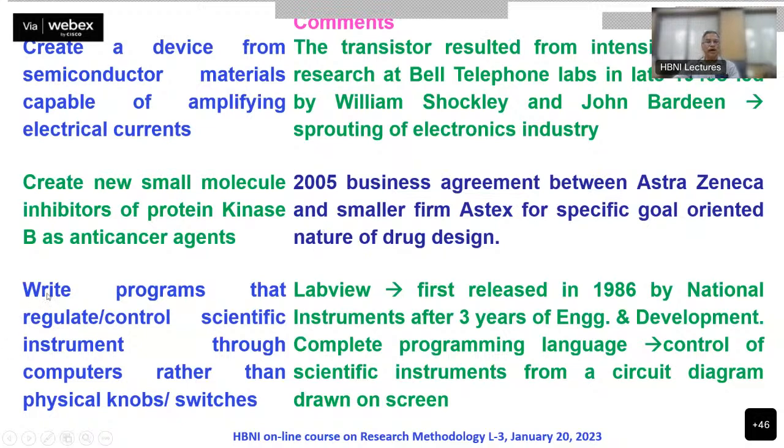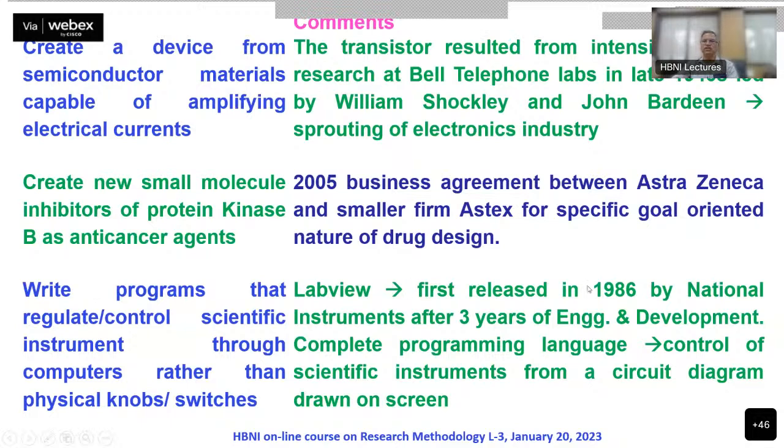Similarly, write programs that regulate and control scientific instruments through computers rather than physical knobs and switches. Earlier we had instruments where we used to operate the knobs. Those of you who are working on accelerators, I remember we had a trip where several control valves would be moved, but now you have the computer controlled machine. So the whole thing has changed, and that happened because of the development of LabVIEW. You are all probably aware of LabVIEW.